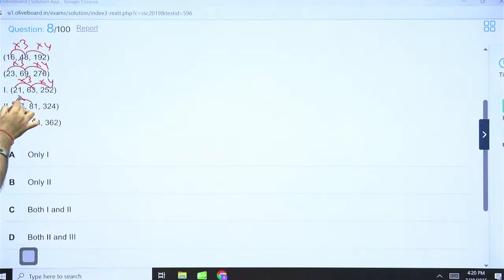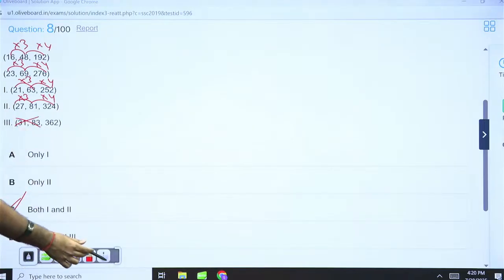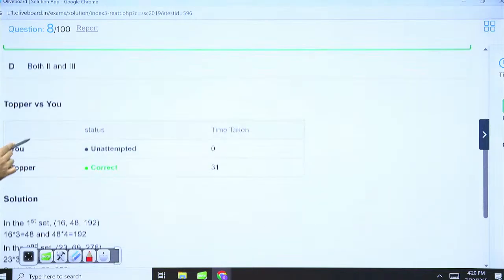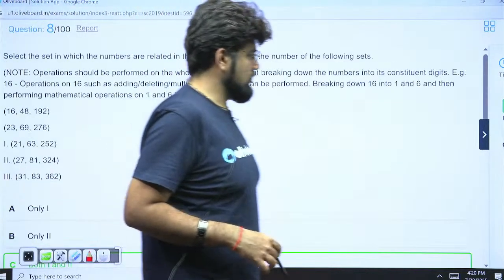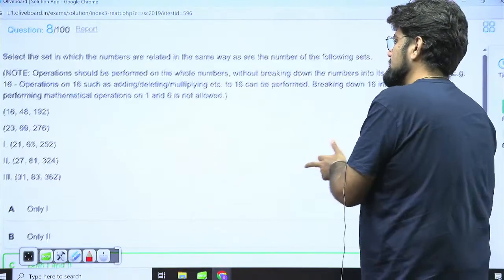This is 3 times. This is into 4. This is not following. So only 1 and 2, both 1 and 2, option C will be the right answer. Easy. Yeah, pretty good. 31 seconds, not bad. Okay, next.